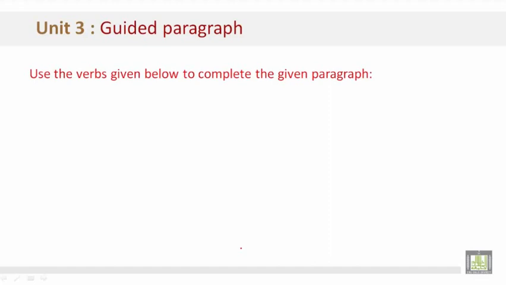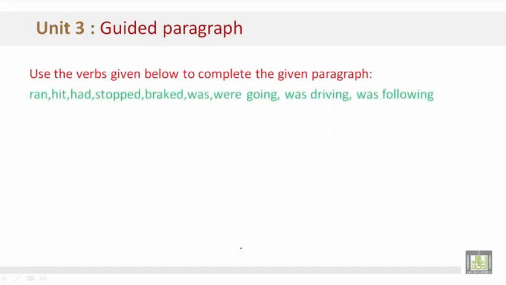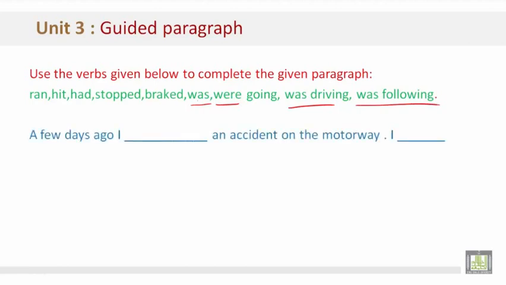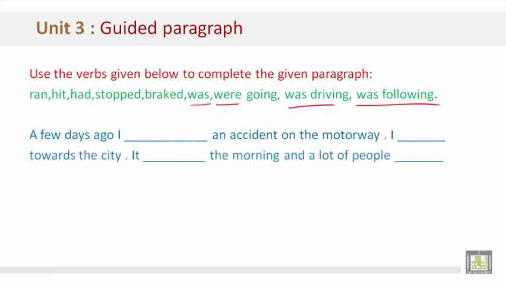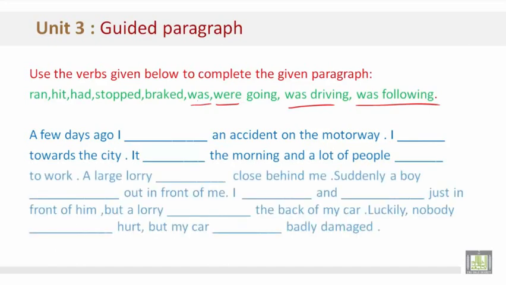Now, use the verbs given below to complete the given paragraph. Ran, hit, had, stopped, braked, was, were, going, was driving, was following. A few days ago, I blank an accident on the motorway. I towards the city. It the morning and a lot of people to work. A large lorry close behind me. Suddenly a boy out in front of me. I and just in front of him, but a lorry the back of my car. Luckily, nobody hurt, but my car badly damaged.